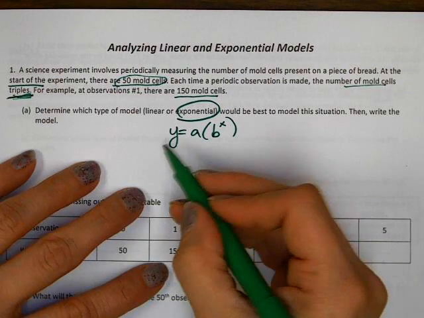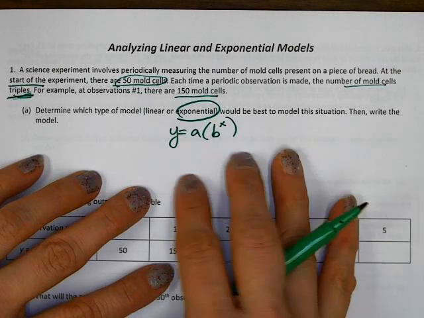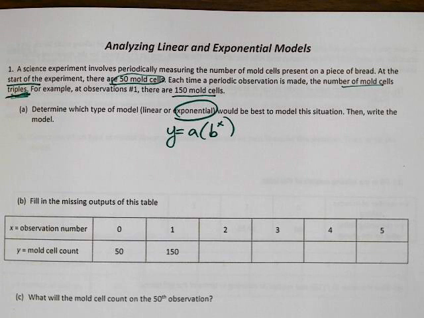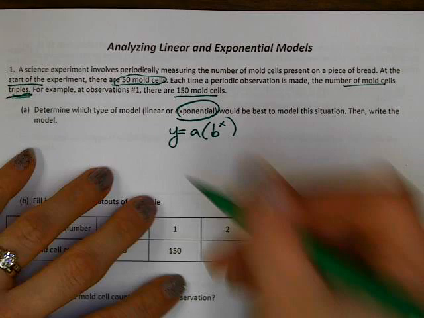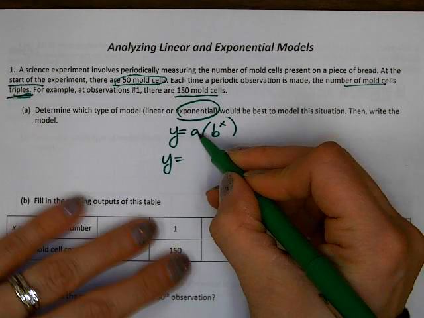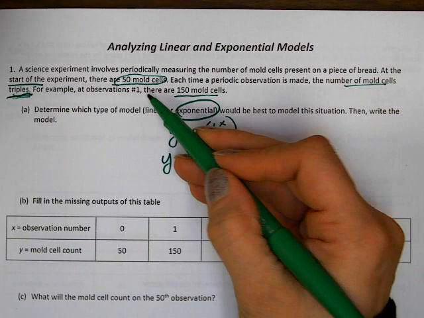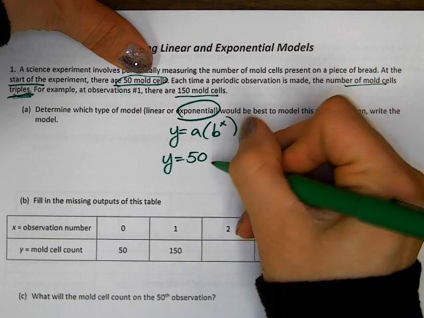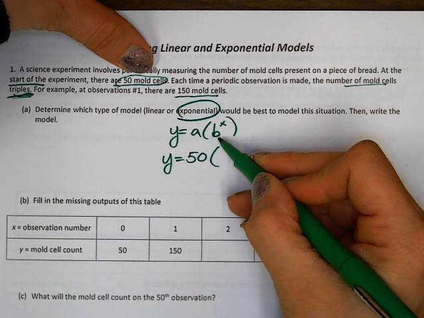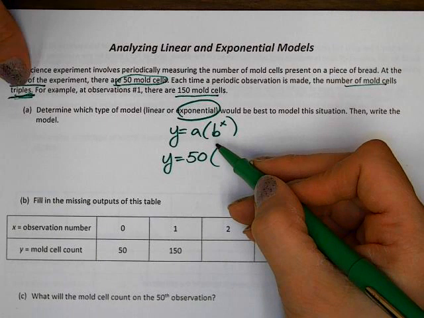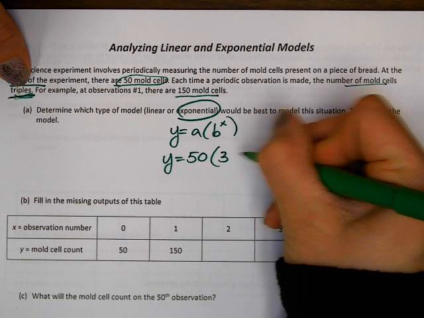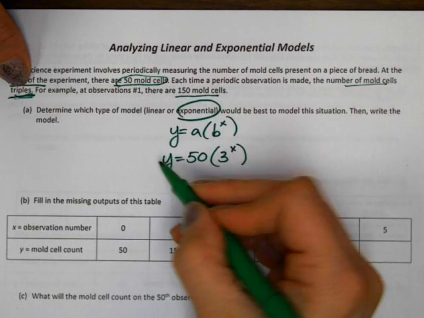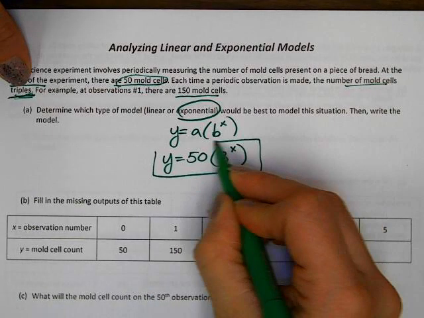When it says make an exponential model, we have to write not the formula, but the one with the numbers for this mold cell experiment. So I have to put the initial number in. And they said that there were initially 50 mold cells. So we'll put 50 for the initial. And what do they keep multiplying by? Since it triples, there's three times as many to the x power. Okay, so it's exponential, and I think this is the right formula right here.